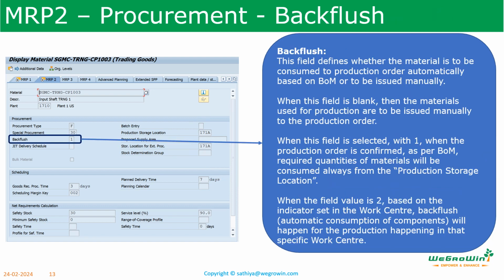And then backflush. Backflush is the indicator which specifies whether we want to issue the material manually or automatically to the production orders. When this field is blank, it assumes that the material will be issued manually through the production order. If we select the field value as 1, then the backflush has to be entered in the BOM. If we enter the backflush indicator here as 2, then it will be based on the backflush indicator from the work center. Different values are there, so we have to select it accordingly.